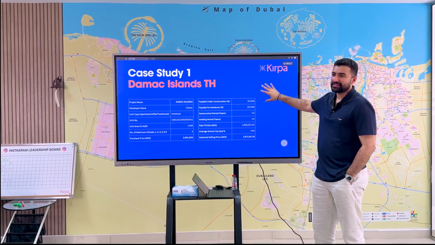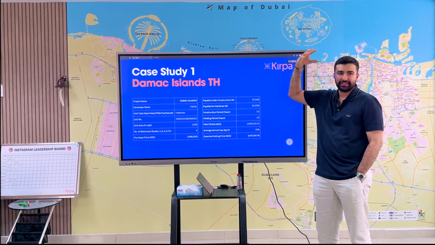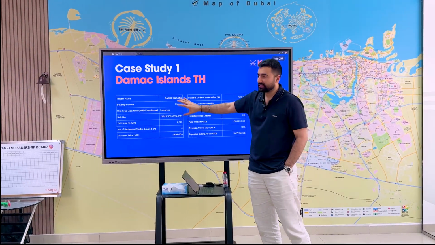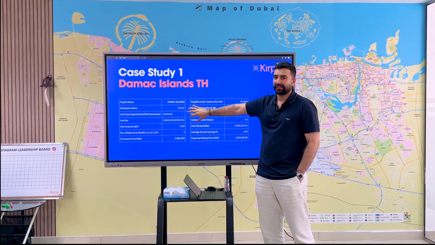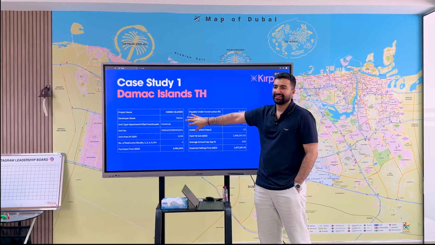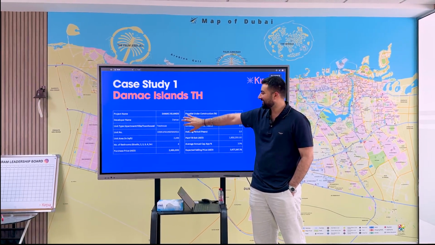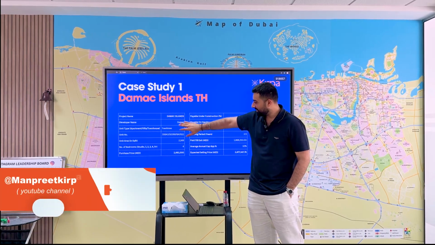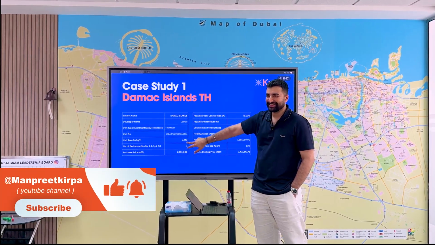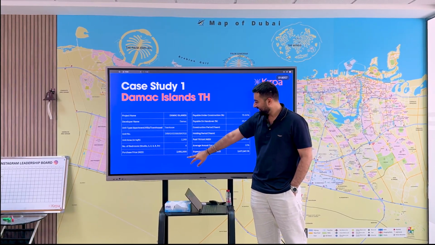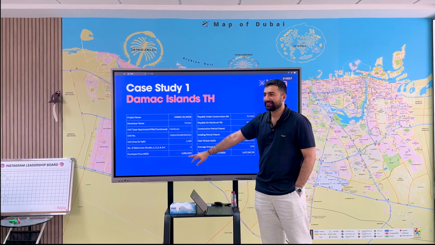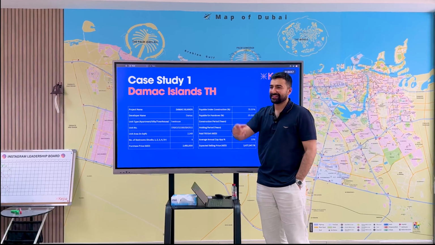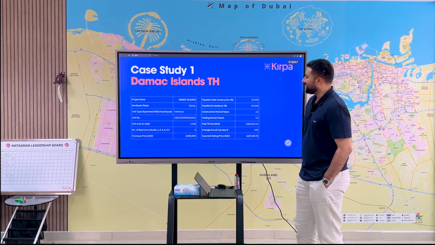Let's do a case study, guys. Now that we've learned a little bit about return on investment, return on equity, and all that. This is actually one of the deals somebody has done in this company. Let's figure out who's done this. It's a Damac Islands townhouse, 4-bedroom townhouse, 2249 square feet. Very good. 2.491 million. Yes, it's Sahil's deal that he closed.